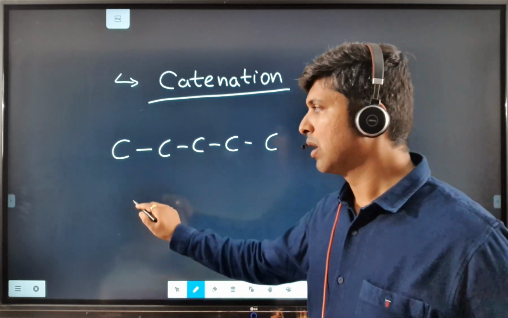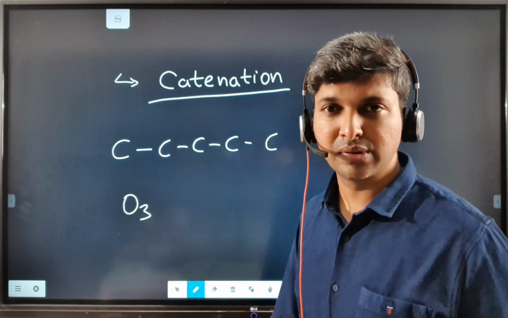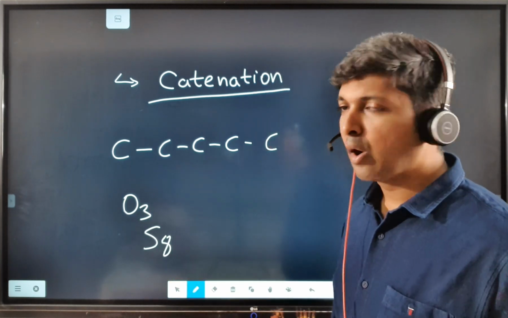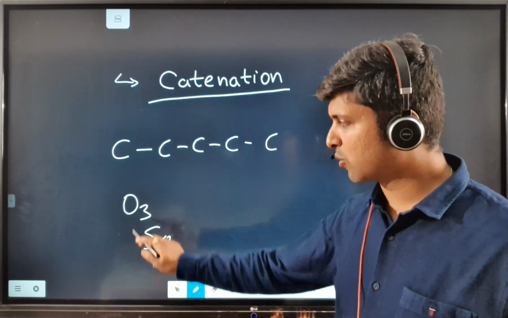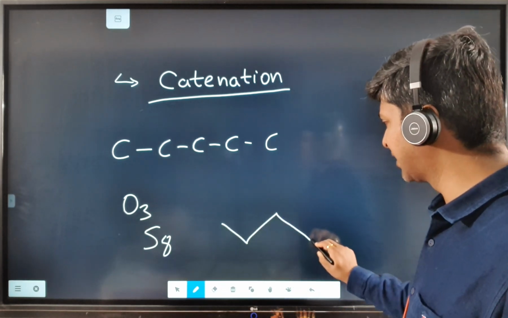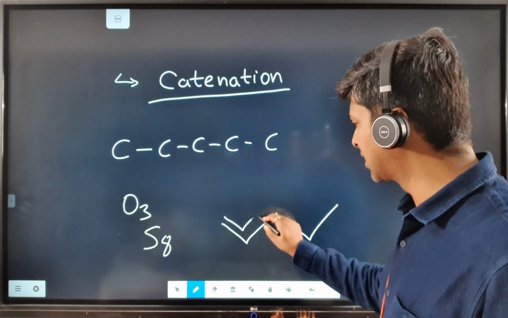Yes, they are able to show it, but only to a limited extent. Oxygen is able to show catenation only up to 3. This is ozone. Sulfur is able to show catenation only up to 8. It's called octaatomic sulfur, also known as crown sulfur, because it looks like the shape of a crown.